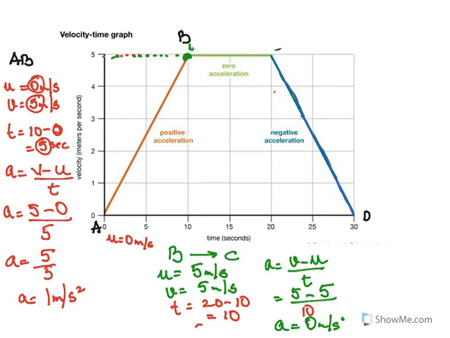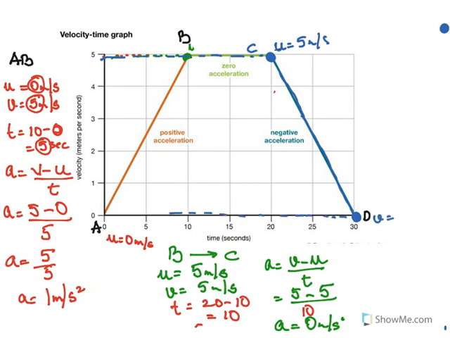Now let's look from C to D. So here is C. We'll mark this here C. And at C, what is the velocity at C? The initial velocity here at C is 5 meter per second. This is the velocity at C here. And then the body reaches D, which is the final point. And the final velocity here at D, see what is the final?